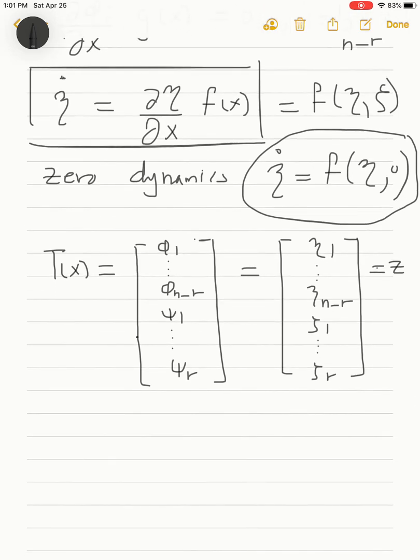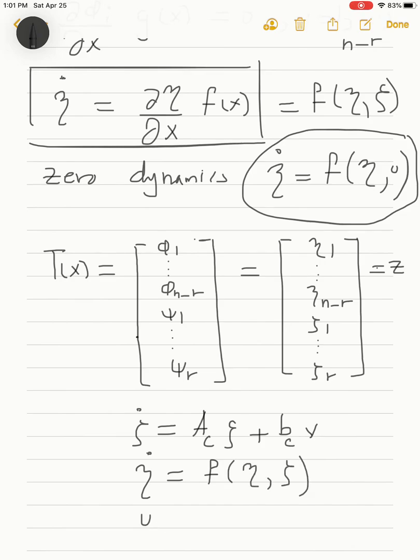So the equations that describe the system would be in the form of zeta dot equals the controllability matrix A times zeta plus B times V, and eta dot equals some function of eta and zeta, and the output would be equal to C transpose times zeta, where C has the first element equal to 1 and the other elements equal to 0. So this is the complete representation of our system after transformation.